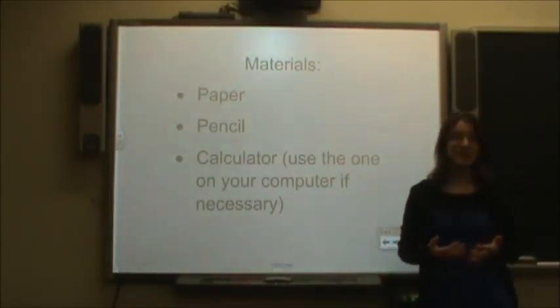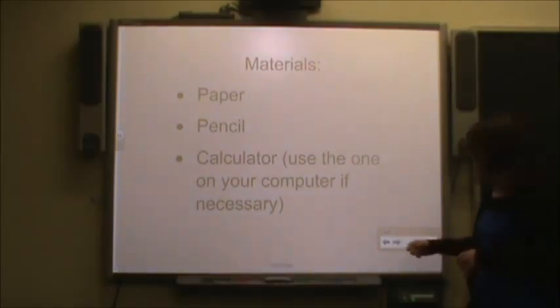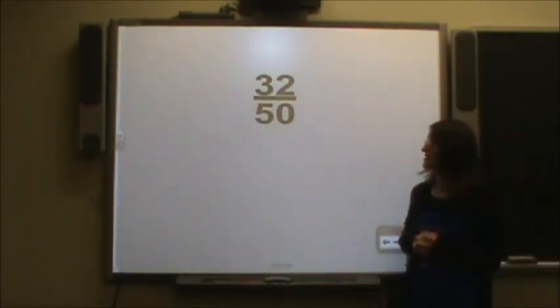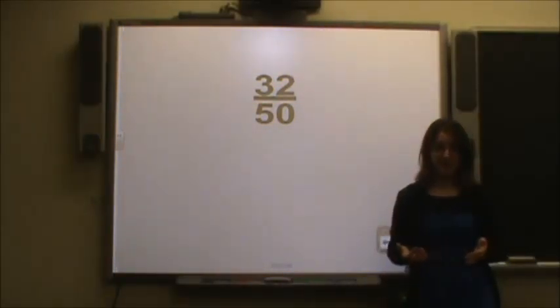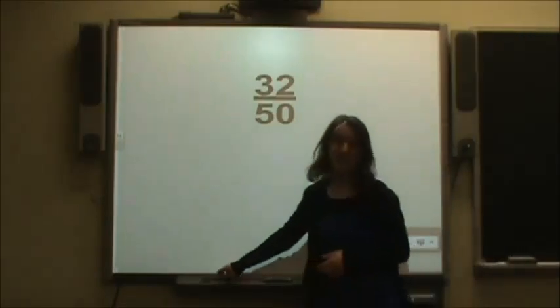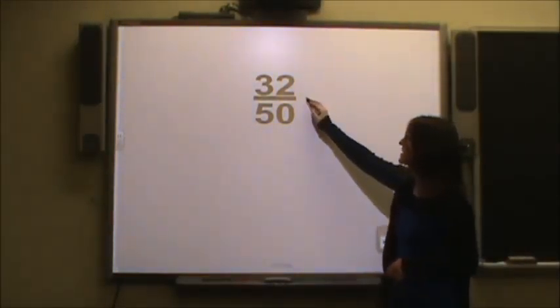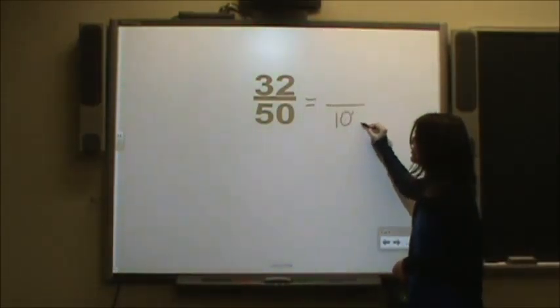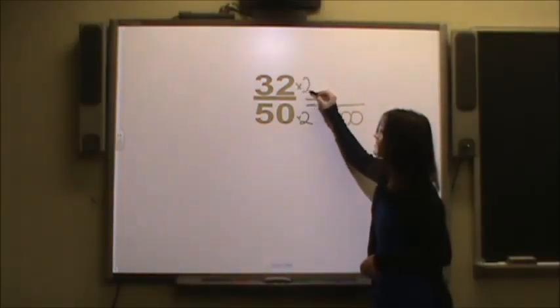This is going to be a fairly easy lesson, but it is important that you understand why we're doing what we're doing. So here we have a fraction that says 32 out of 50. So one way that we can find the percentage of this is to make it out of 100. That's pretty simple with a denominator of 50. We would just make it a denominator of 100. In order to do that, we multiply by 2. We multiply this number by 2.